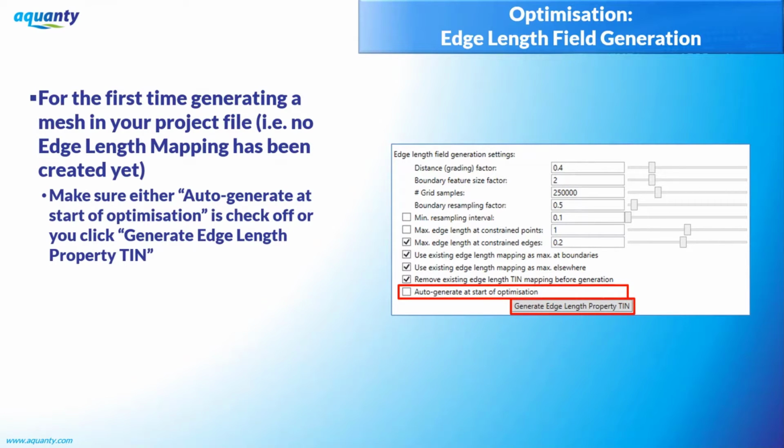An important note about this last box: if it's the first time that you are generating a mesh in your project file, i.e. no edge length mapping field has been created yet, you need to make sure that you either check off to auto-generate this at start of optimization, or that you physically click the generate edge length property tin button before you move on to trying to optimize the mesh. Because if you don't do one of these 2 things, the software will crash when you start your optimization. So it's another reminder and good reason to make sure that you save your setup file before playing around with the optimization settings.